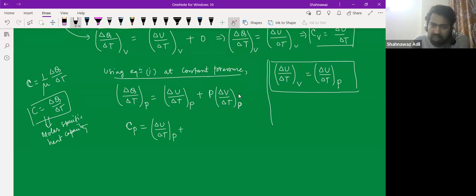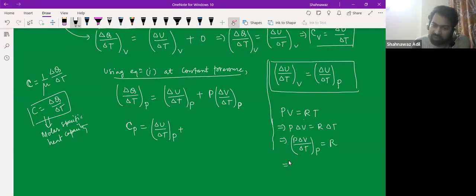What about this thing? To solve this, let us use PV equals mu RT, but mu is 1, so we can write RT. Now let us take the change. Because pressure is constant, this is P delta V, and R is constant, so this would be delta T. So if we calculate P delta V by delta T at constant pressure, this is simply R.